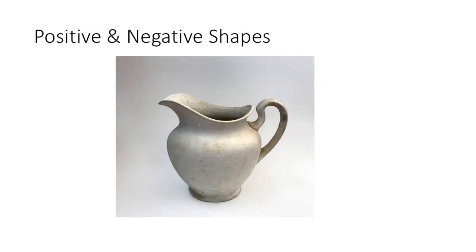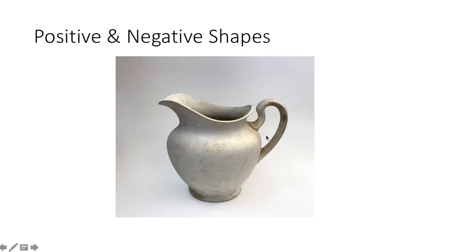Now, negative and positive shapes are slightly different. A positive shape is whatever the subject is. So see the shape of this vase? The shape of this vase is the positive shape in your composition. And then the shape around it is the negative shape. And see this little space inside the handle? That's another negative shape happening right in there.